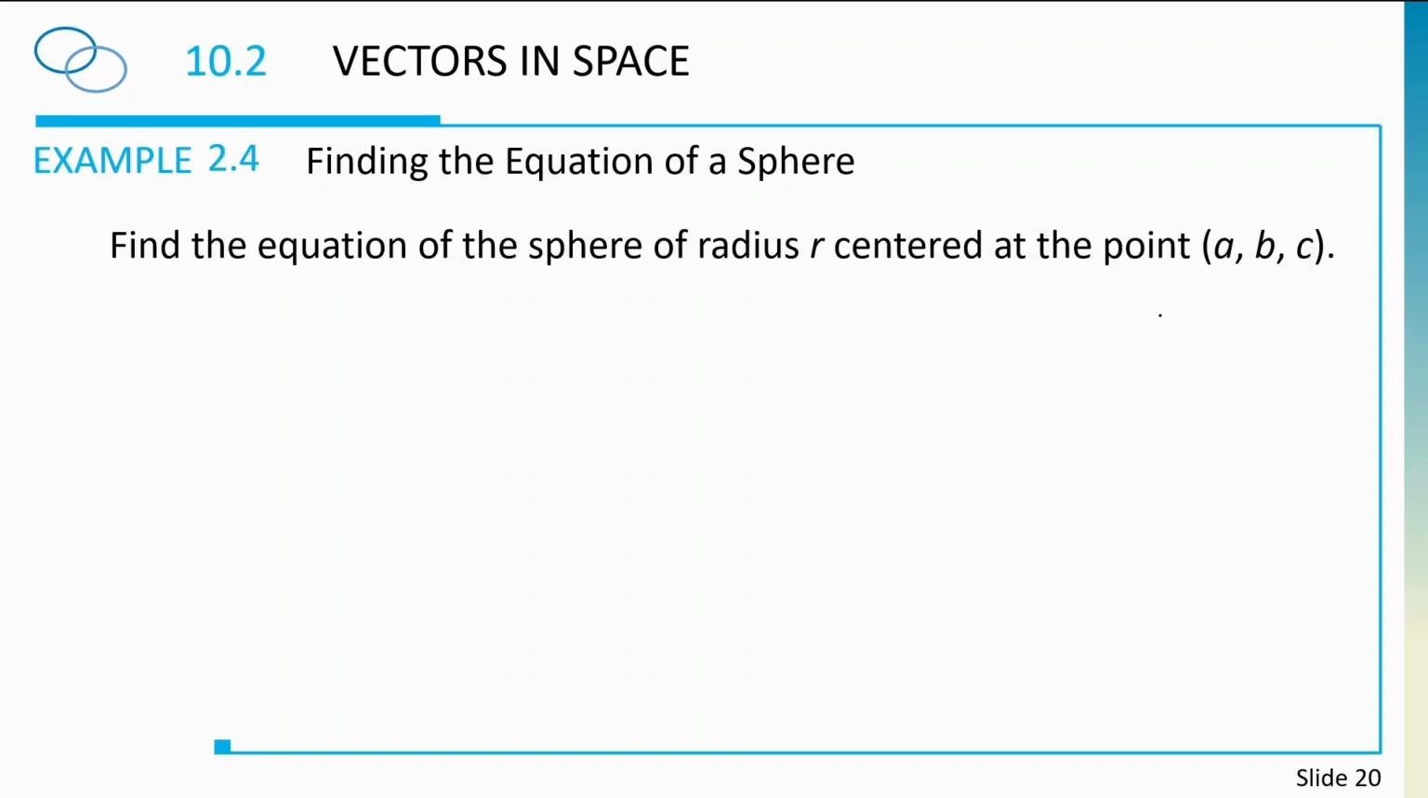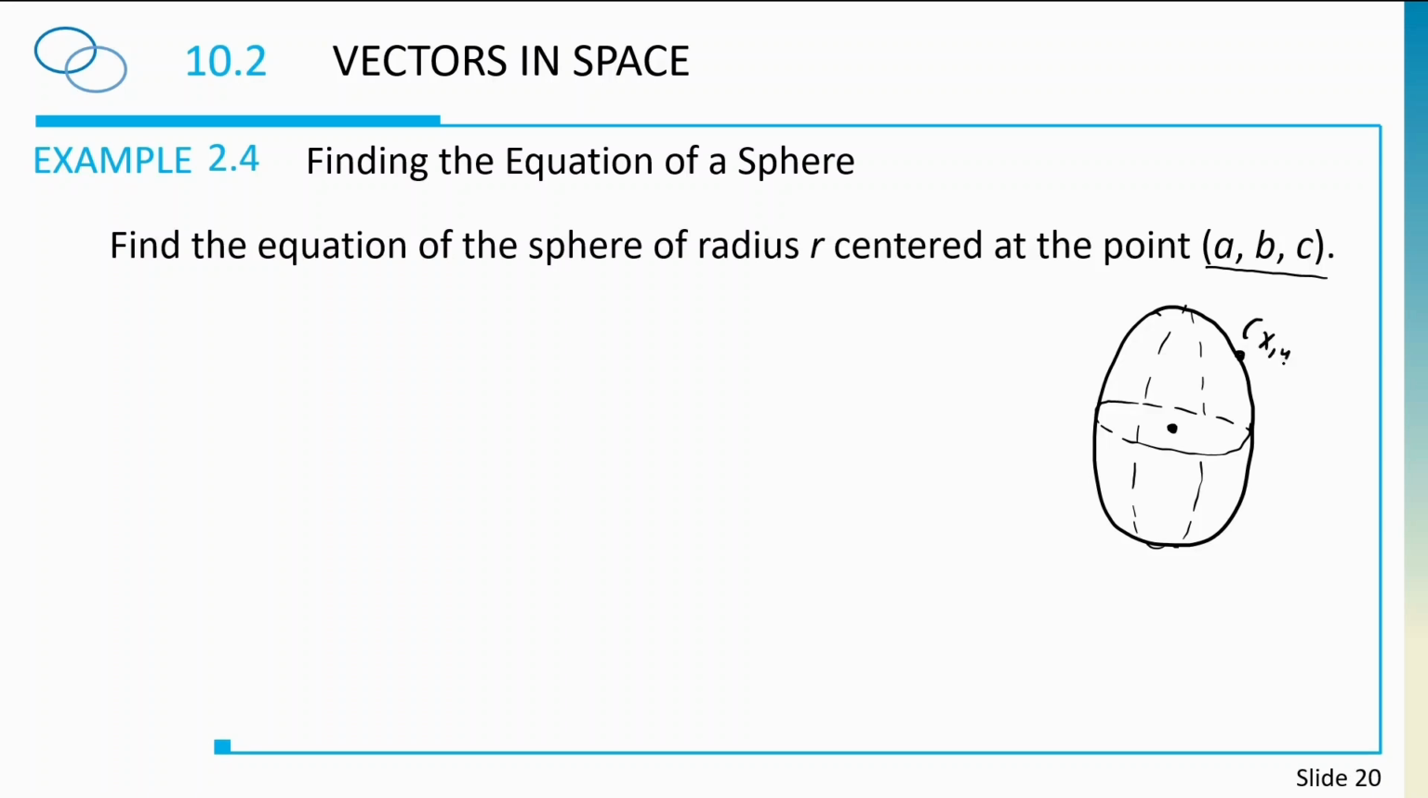So think if you have a sphere. Let's say that this is a sphere in 3-dimensional space, and this is the center of the sphere, (a, b, c). Any point on the surface of the sphere, I can call it any point in general, is (x, y, z). The distance between the center and any point on the surface is equal to r, the radius.